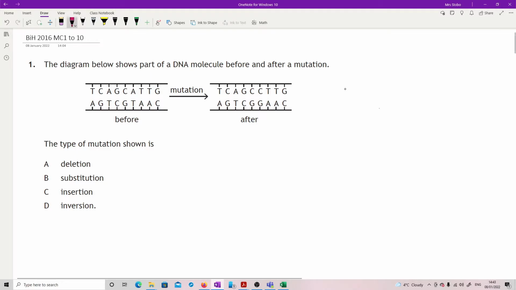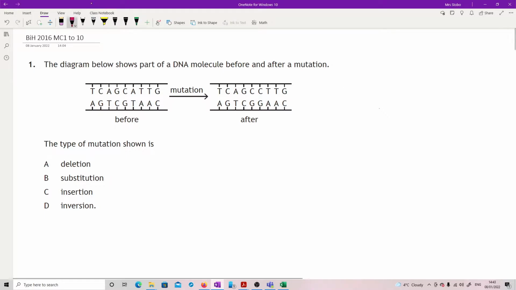This is the multiple choice from 1 to 10. It's the 2016 past paper. Reminder that in all of these papers, I've taken out any questions that are no longer part of the national course. Okay. The diagram below shows part of a DNA molecule before and after mutation.